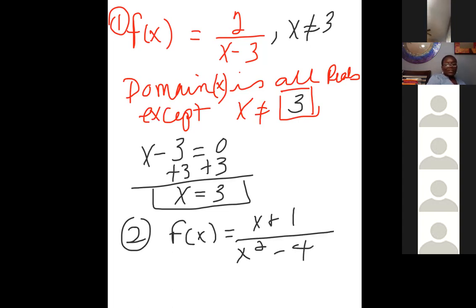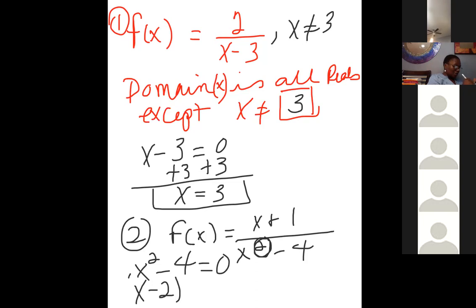What you will notice is that the denominator, guys, is a quadratic. And so since it's a quadratic, you should be thinking probably this is going to have 2 restricted values. So how do we find the restrictions in the domain? You take the denominator, set it equal to 0, and solve. How do we solve this? We factor x minus 2, x plus 2.